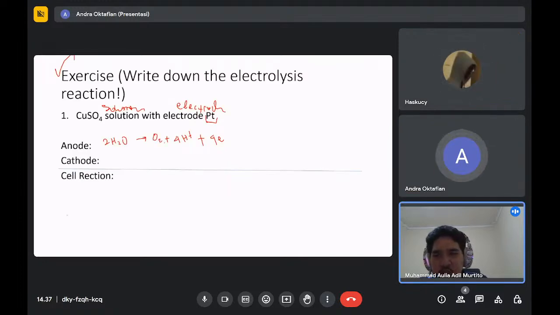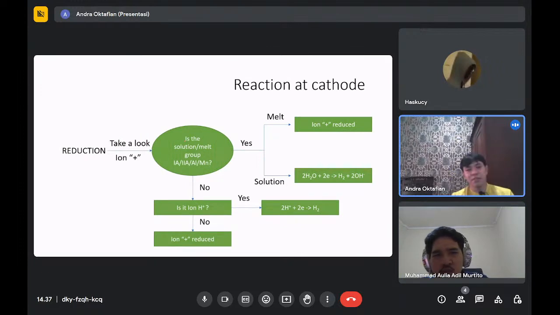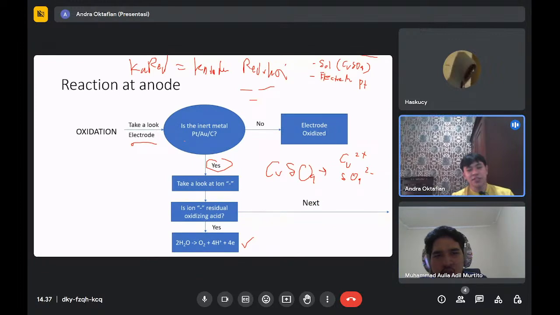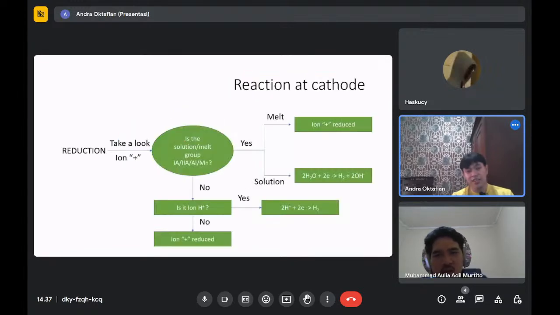Okay, just continue. The anode is H2O and the cathode will be... oh, the cathode is in a different diagram. I mean, it's for the green diagram. So when we want to determine the anode reaction, just take a look at the blue diagram. But when it comes to the cathode, just take a look at the green one. And when you follow the equation, then you may find the problem's answers.